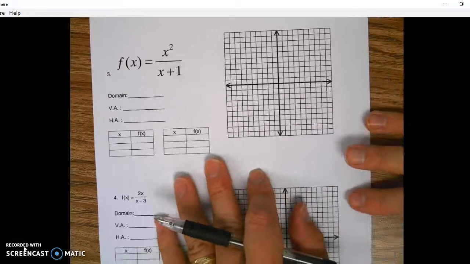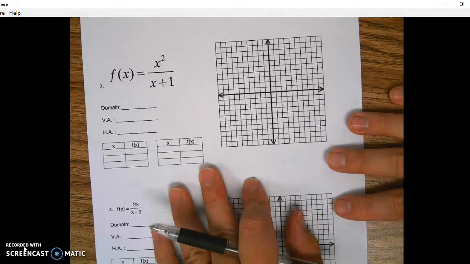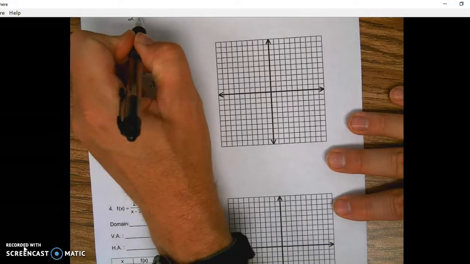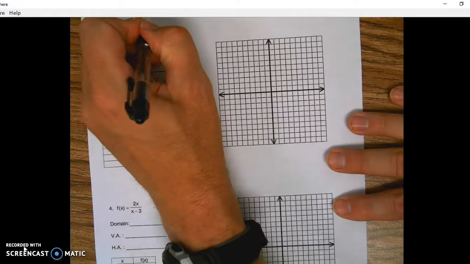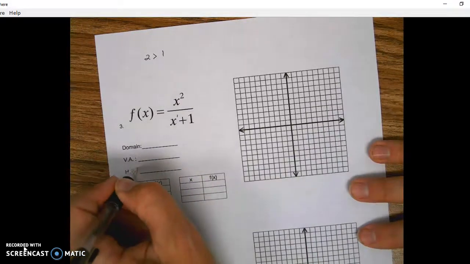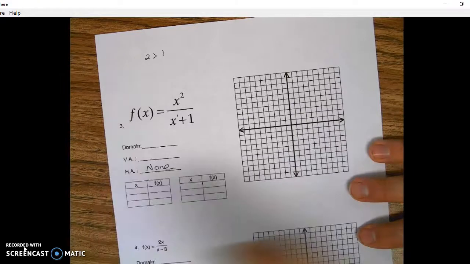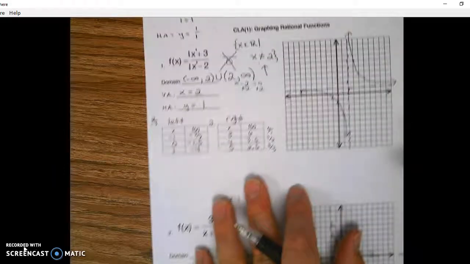Running out of time. So here's what I want to highlight here is that the degree of the numerator is greater than the degree of the denominator. Okay, so that means that for the horizontal asymptote, there is none. None. Let's go back over here. Let's review it one more time.